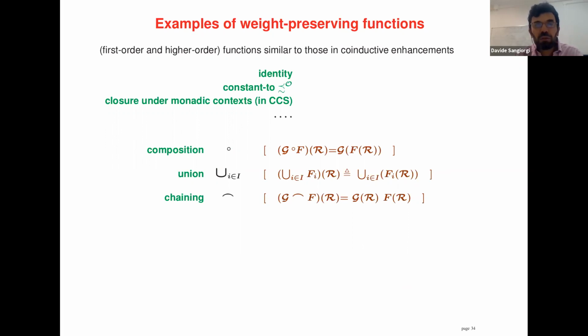So the set of weight preserving functions enjoys compositionality properties similar to the respectful functions. Weight preserving functions can be composed using composition, union, and chaining, like the respectful functions. We also have the identity and closure under monadic context.